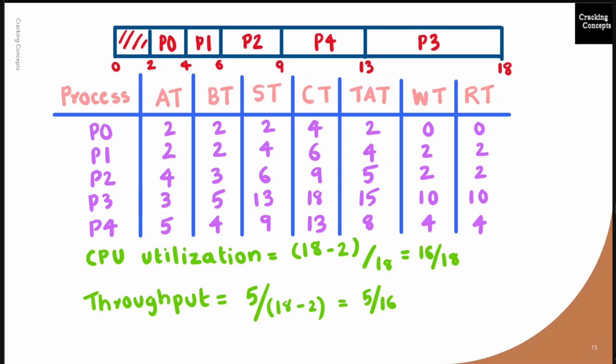Then we have the throughput. Now throughput is the total number of processes divided by the schedule length. So total number of processes is 5. The schedule length will be the total time minus the idle time. So 18 minus 2. So the value will be 5 by 16.